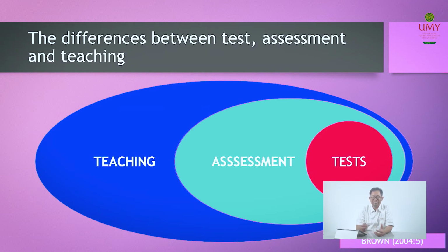And then if you look at teaching, it is all the context that you can have. You will have a test there, you will have assessment there, and you will also have a teaching learning process. You have interaction with your students. So teaching is the context for test and assessment. So you have understood the differences between test, assessment, and teaching. And now we are going to discuss the types of assessment.